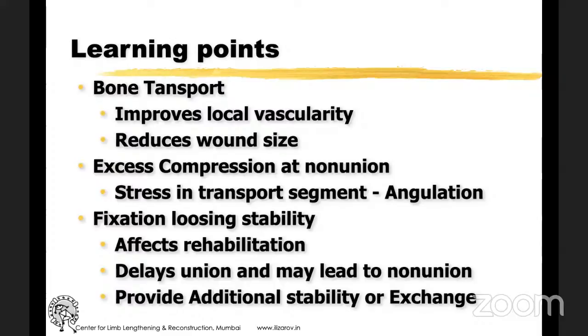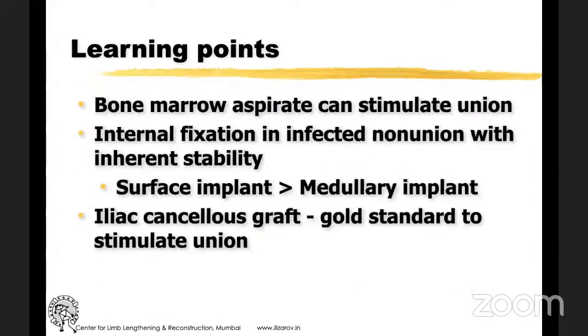So excess compression at the non-union site has caused stress on the transport segment and further angulation. So the fixation is losing stability. We should think it will affect the rehabilitation of the patient, delay the union, and may lead to non-union again or delayed union. And we need to provide additional stability at that time.